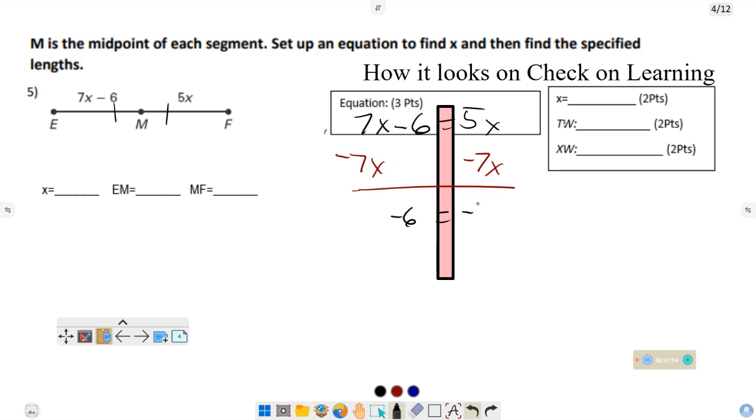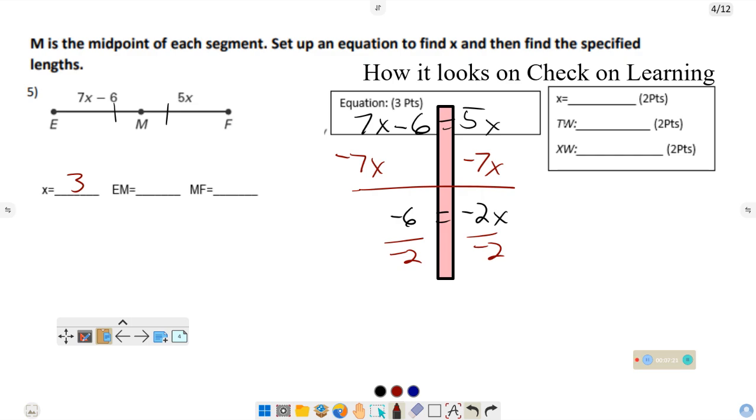-6, -2x. All right, so x is 3. Now, in between our two choices, we have EM and MF.